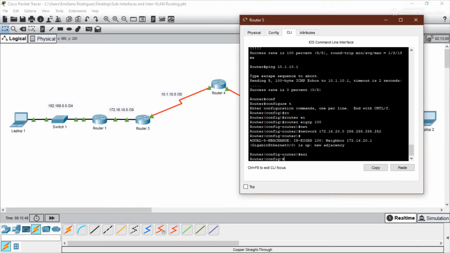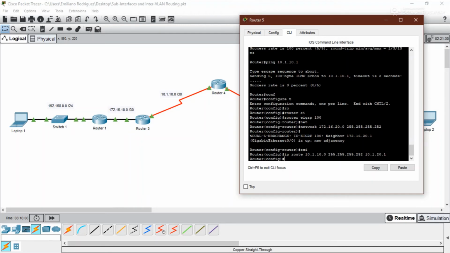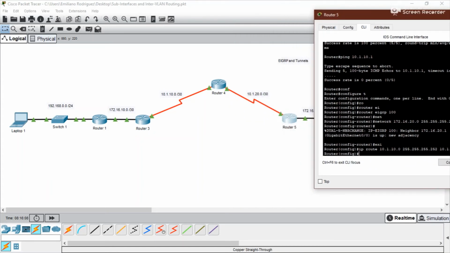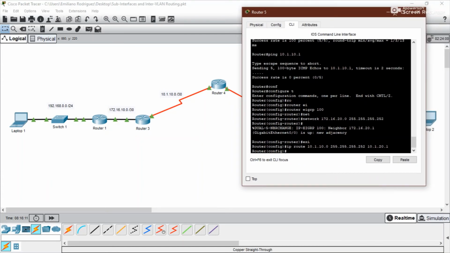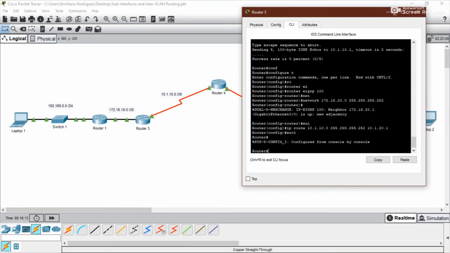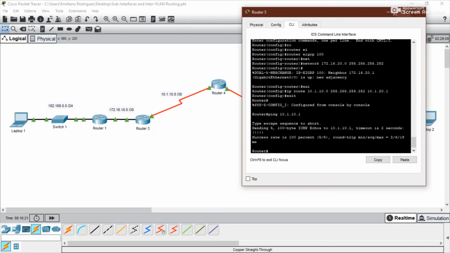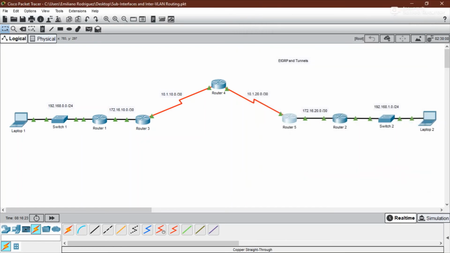So router 5 will also need a static route, IP route 10.1.10.0/30, next hop 10.1.20.1. Router 5 should be able to send a ping to router 3. We will verify to make sure we configured it correctly. Ping 10.1.10.1, and router 5 can now ping router 3.